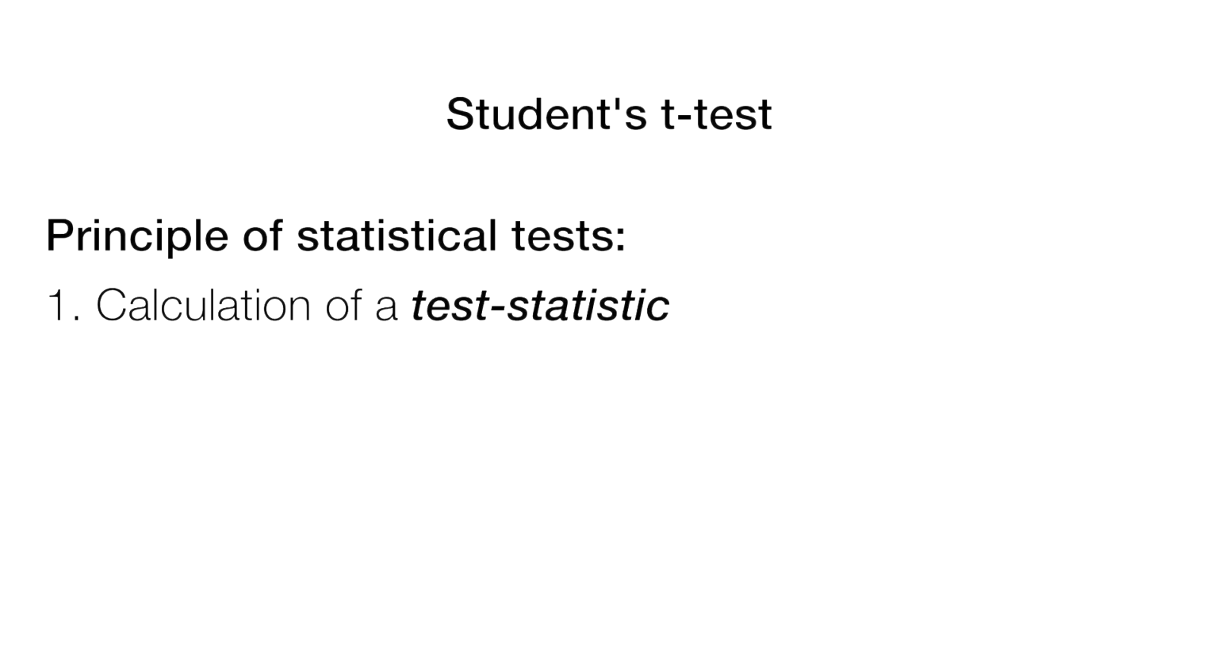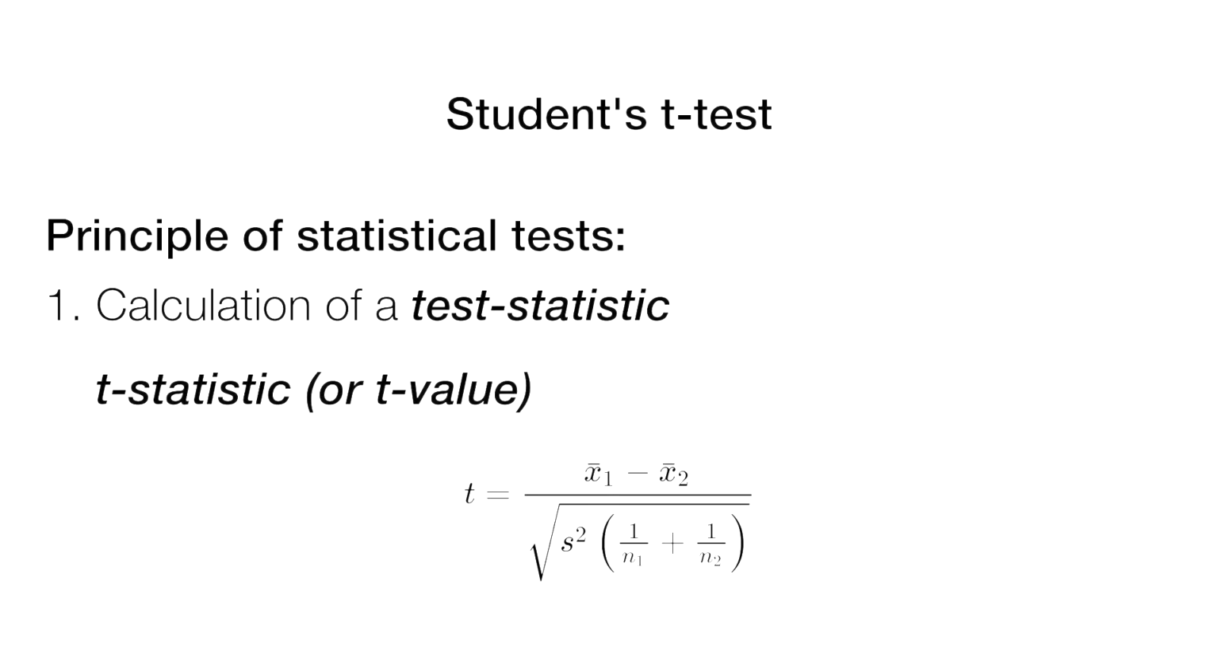Now, the first step of this test is the calculation of a test statistic, which in the case of the Student's t-test is called a t-statistic or simply a t-value. A formula is used which has been based on the assumption that data are normally distributed. We use this formula to calculate a t-value from our measured data. We don't need to worry about the details of the formula now.